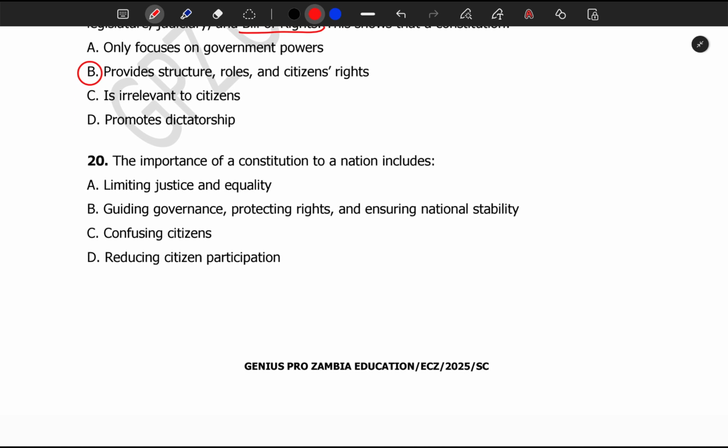The last question says, the importance of a constitution to a nation includes A, limiting justice and equality, B, guiding governance, protecting rights, and ensuring national stability, C, confusing citizens, D, reducing citizen participation. That answer is B, guiding governance, protecting rights, and ensuring national stability.